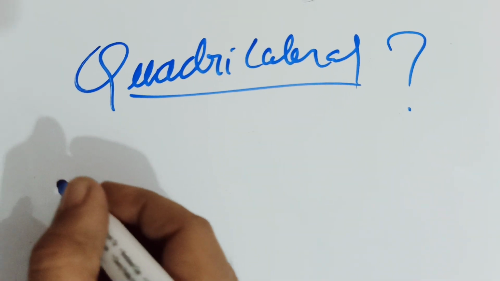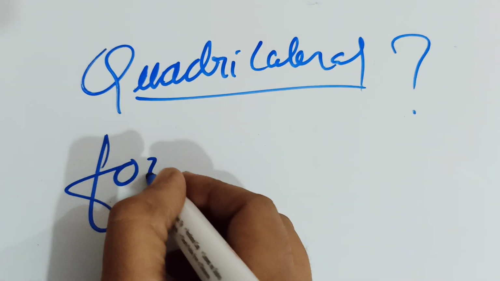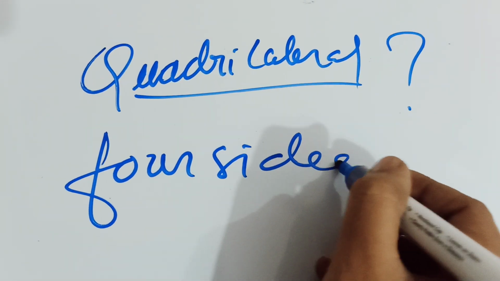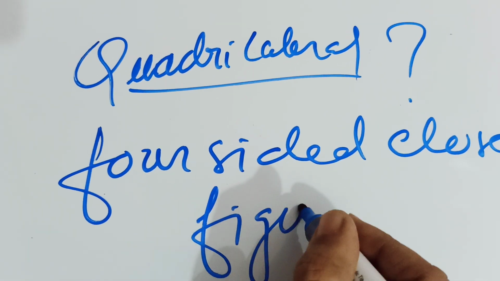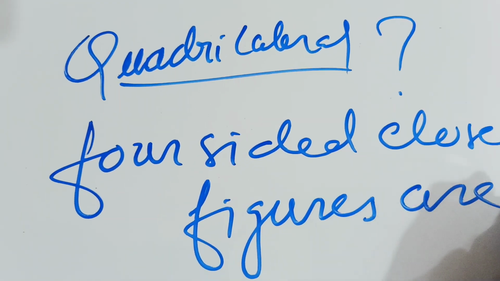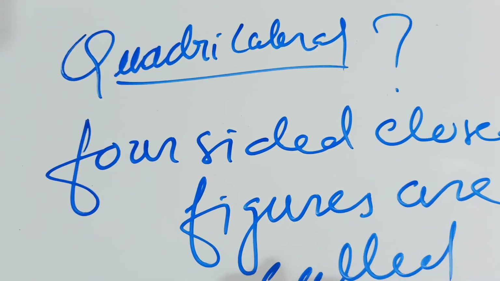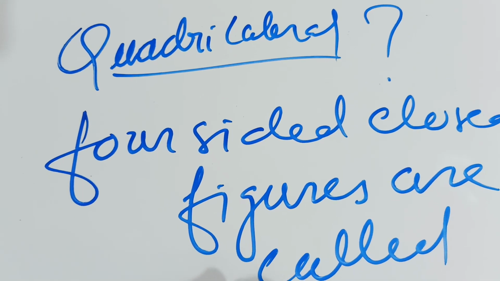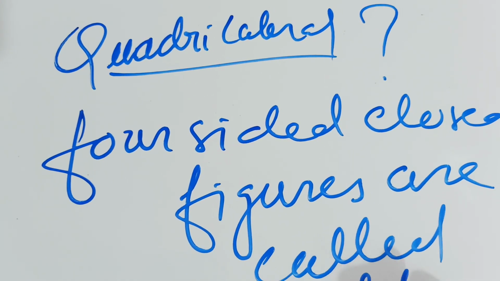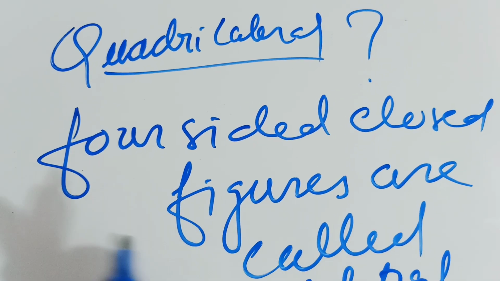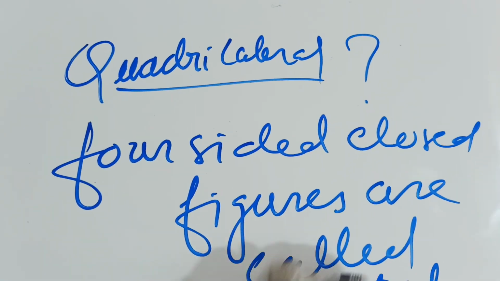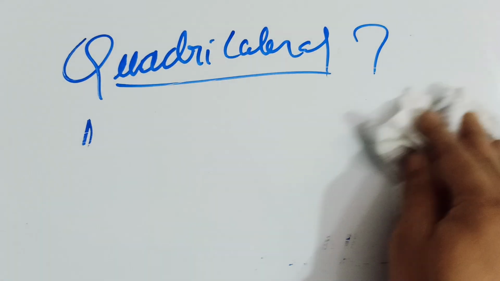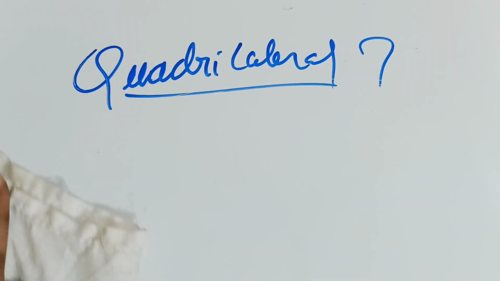So, according to definition, four-sided closed figures are called quadrilateral. Any four-sided figure which is made by line segments. So it is one kind of polygon.